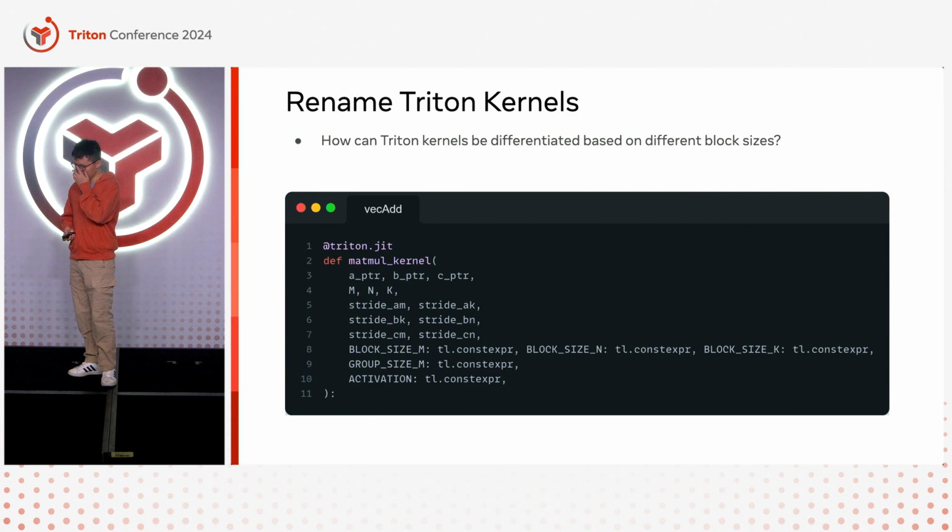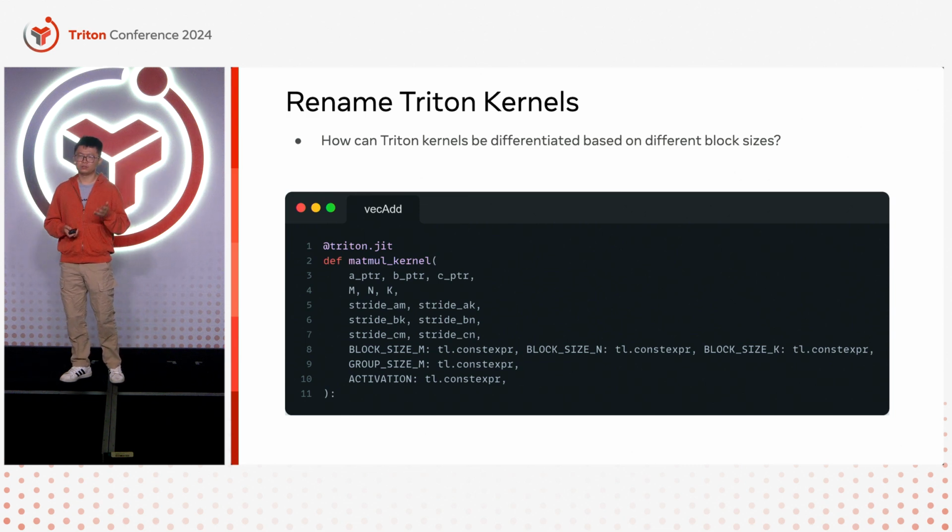So on the screen, here's a typical way we write or define a matmul kernel with a few arguments, like pointers to the A, B, and C tensors. Its size, which we suppose is m by k multiplied by k by n, and the stride of each tensor. Following it, we will have a few constant variables, including the block size, the group size, and whether or not we are going to use activation.